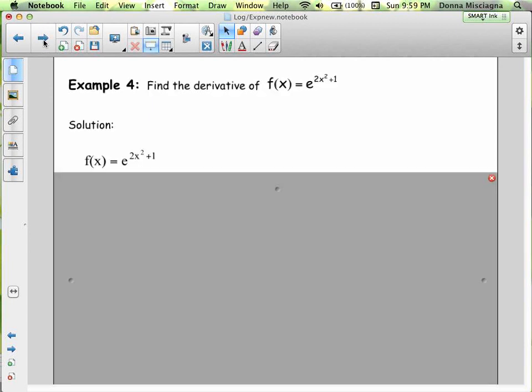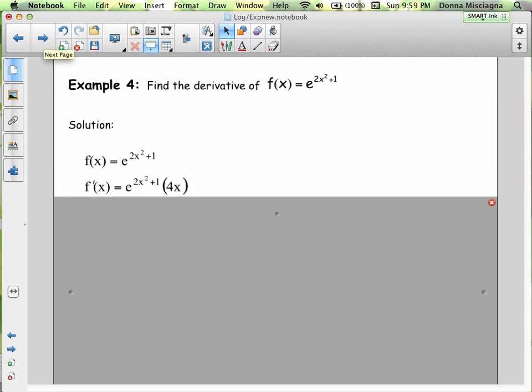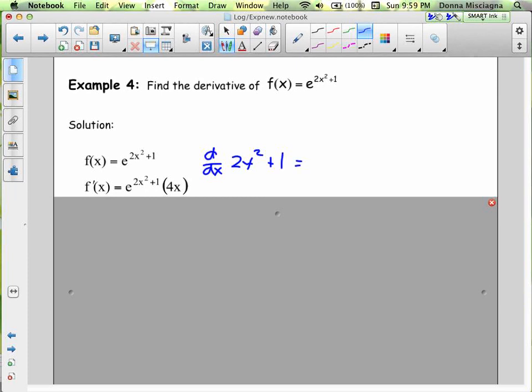Here we have another one. f of x is equal to e to the 2x squared plus 1. If we want to find that derivative, we're going to have an exact copy times the derivative of the exponent. So the derivative of 2x squared plus 1, we use the power rule. You multiply 2, the exponent, times 2, that would give you 4, and then reduce the exponent on the x by 1, and then the derivative of the constant 1 there is just 0, so we don't really need it. So we're going to multiply e to the 2x squared plus 1 by 4x.